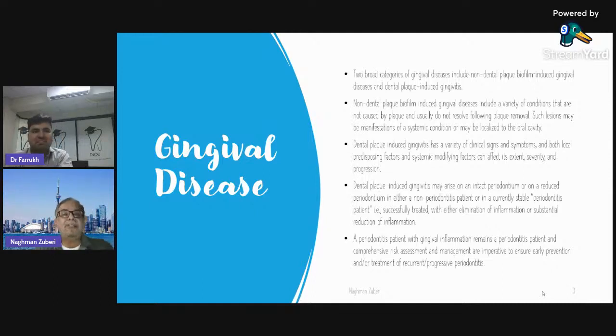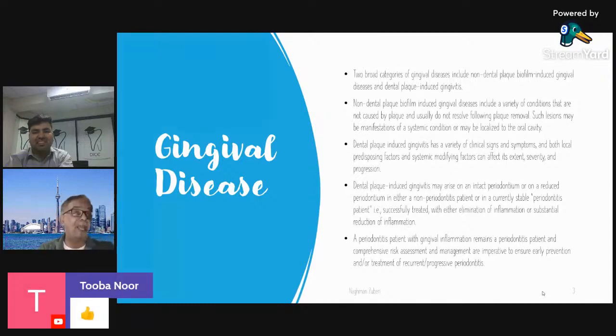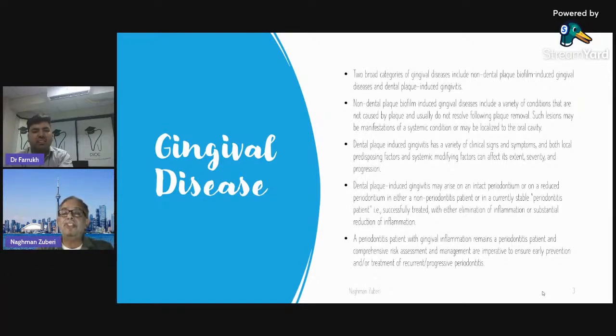Well, the common gingivitis, which we call dental plaque induced gingivitis, has a variety of clinical signs and symptoms, and both local predisposing factors and systemic modifying factors also affect the extent, severity, and progression of this disease. Dental plaque induced gingivitis may arise on an intact periodontium or on a reduced periodontium in either a non-periodontitis patient or in a currently stable periodontitis patient.